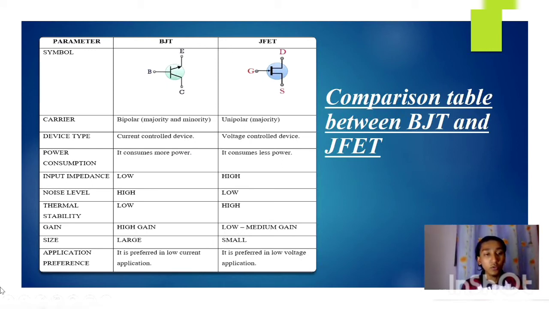Okay, untuk size, BJT large dan untuk JFET small. Application preference untuk BJT, it is preferred in low current application. Manakala untuk JFET, it is preferred in low voltage application.